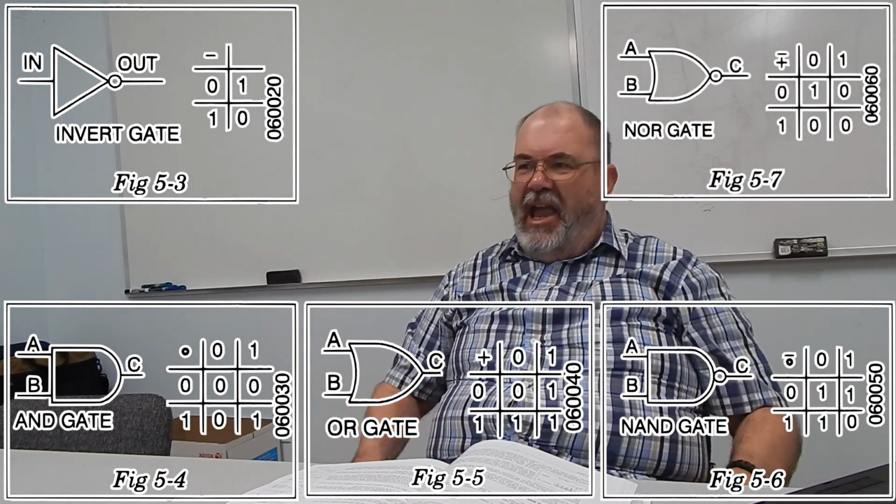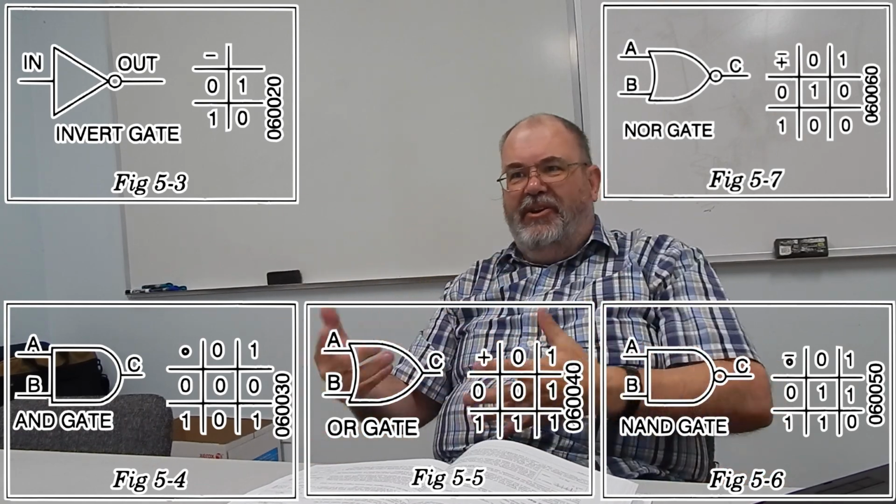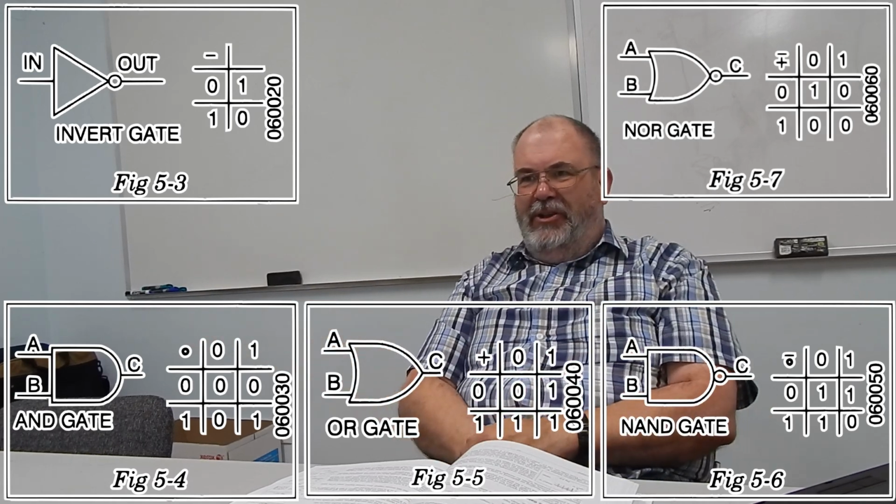In effect, in an AND gate, just remember AND, A and B have to meet the condition for C to meet that same condition. So A and B have to be a 1 for C to be a 1.